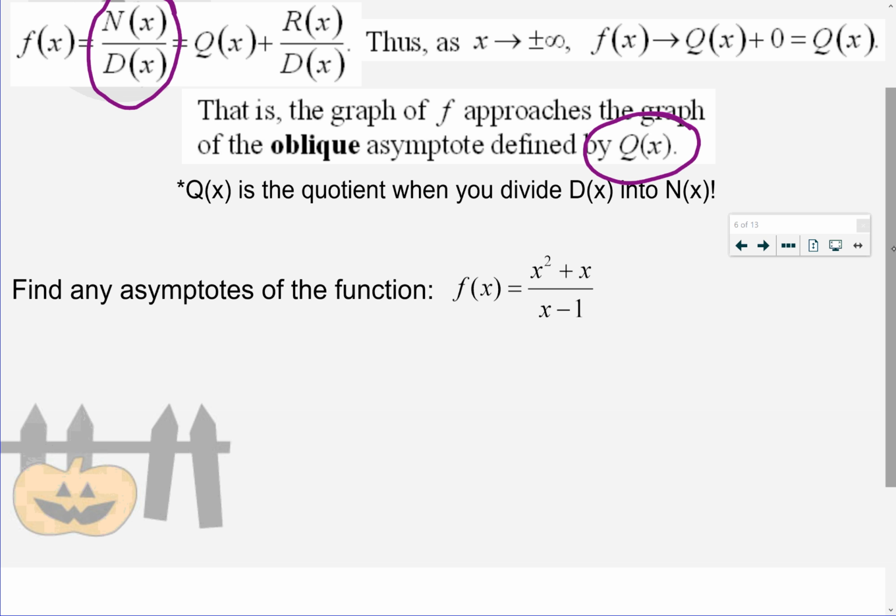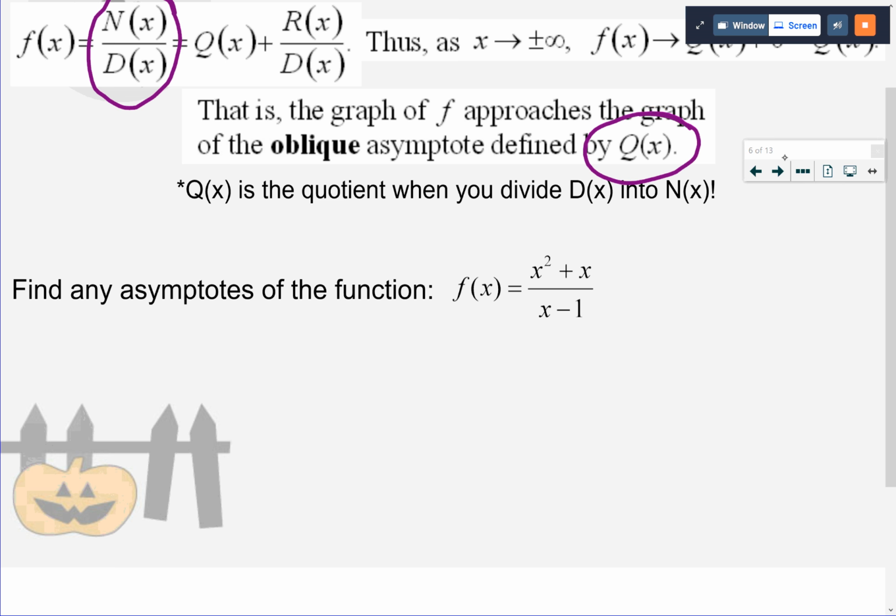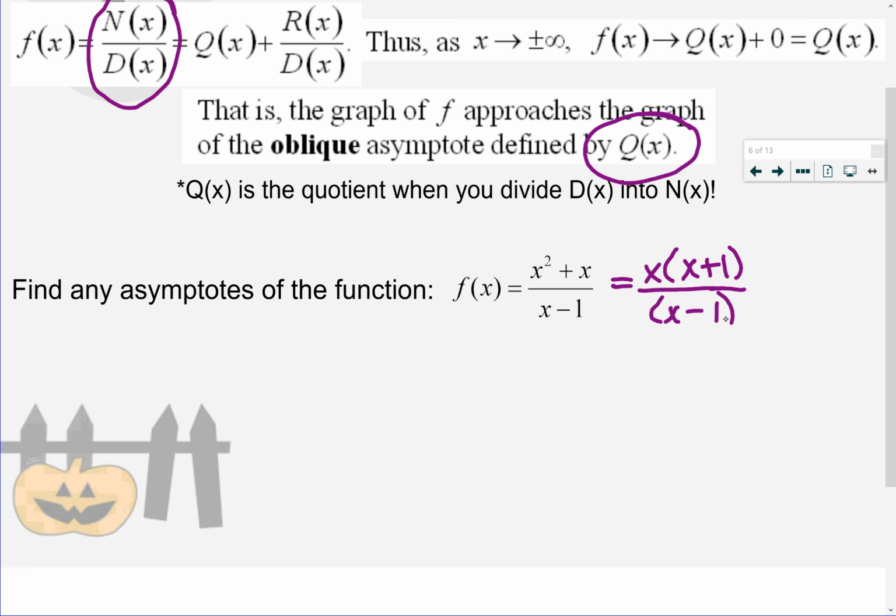All right. So first things first, I want to factor it to see if anything reduces. Does anything factor here in my numerator? What factors in my numerator? An x. That would leave me with what? x plus 1. And my denominator is x minus 1. Put it in parentheses, make it pretty if you want. Are there any common factors? There are no common factors, nothing reduces. All right, so we don't have to worry about getting a hole on the graph eventually.